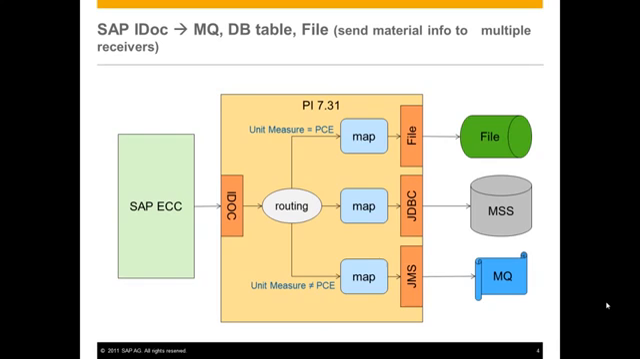system to 3 different non-SAP receivers: file, database, and MQ series queue. In addition, which receiver receives the message will be dynamically determined based on the content of the iDoc message payload. Just for demonstration purposes, we will use the unit of measure. If the unit of measure is PCE, we will send the message to a file. Otherwise, the message will be sent to the MQ series queue. In addition, in all cases, the message will always be sent to a database table.